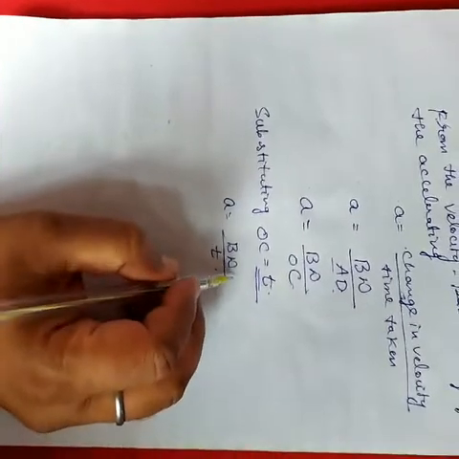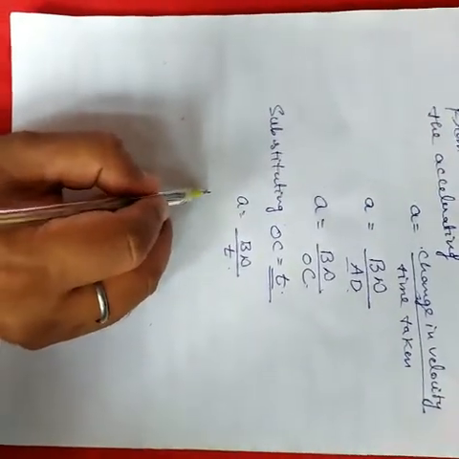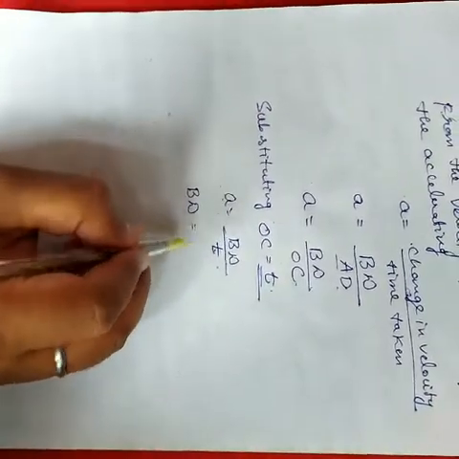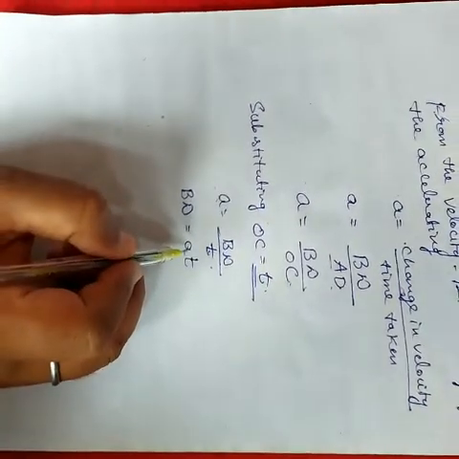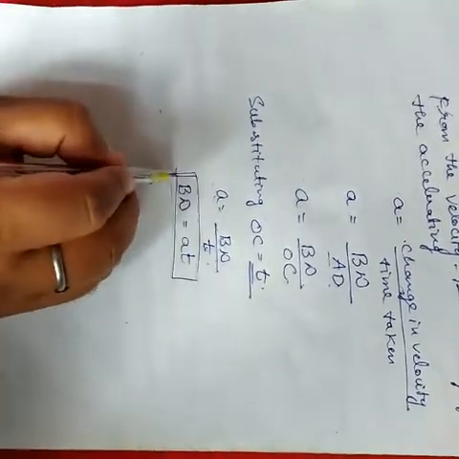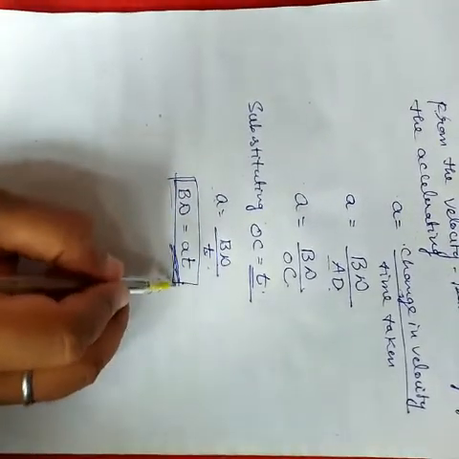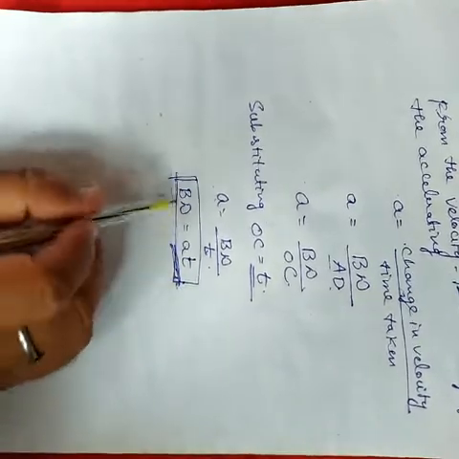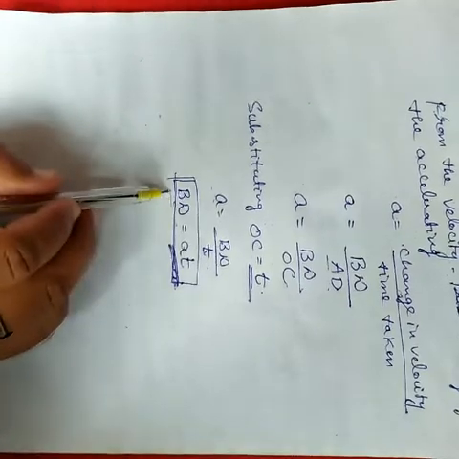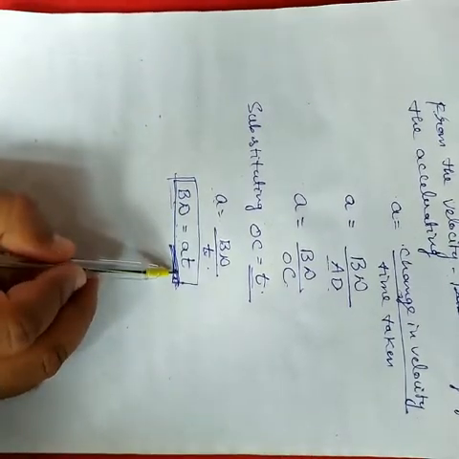So what is BD now? Cross multiplied, BD is equal to aT. Okay, remember this point, BD is equal to aT, which is used in the next equation also. BD I directly use in the derivation of the next equation. So remember that BD is equal to aT.